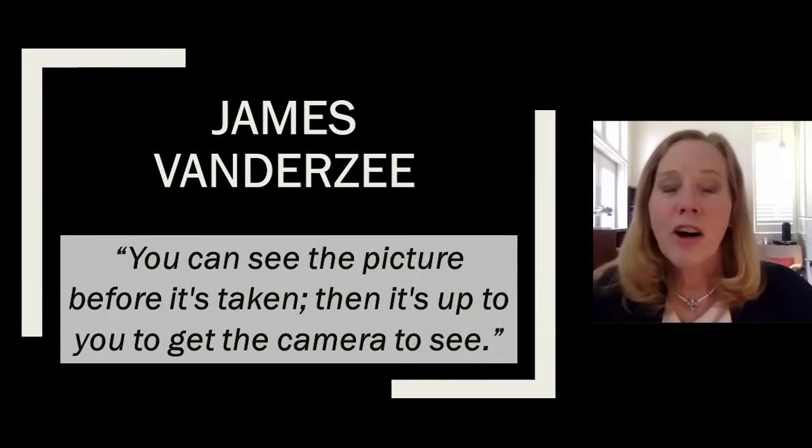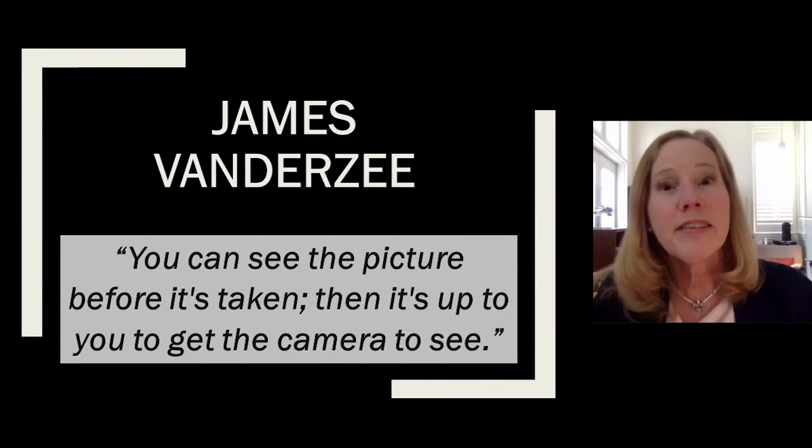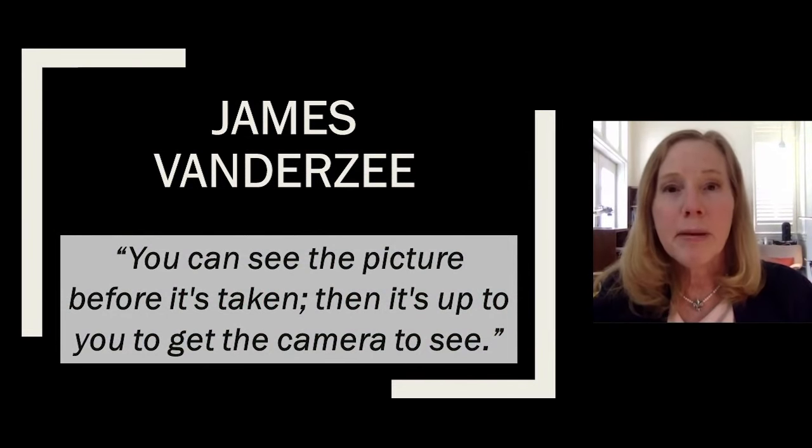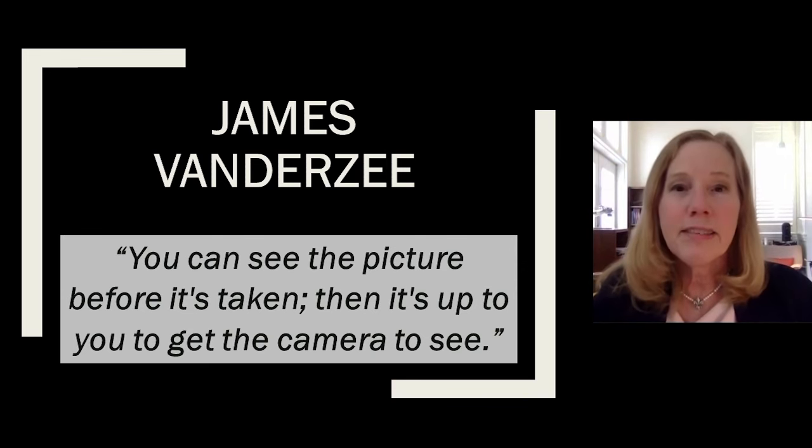Okay, so our next photographer is James Van Der Zee. And James Van Der Zee is very different from Jacob Riis and Lewis Hine because he is not interested in social reform. James Van Der Zee is a photographer who photographs during the Harlem Renaissance. And he's somebody who is really trying to change the image that a community has of itself.